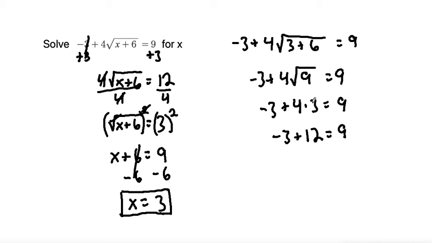And remember, we do that multiplication before we do the addition. But now that we're done with that multiplication, we can go ahead and combine the negative 3 and the 12, which makes 9 is equal to 9. So the solution does in fact check out.